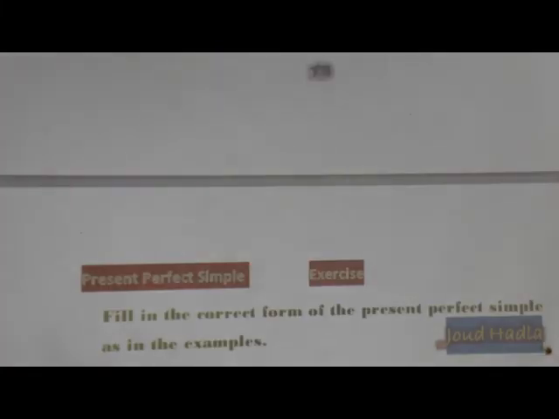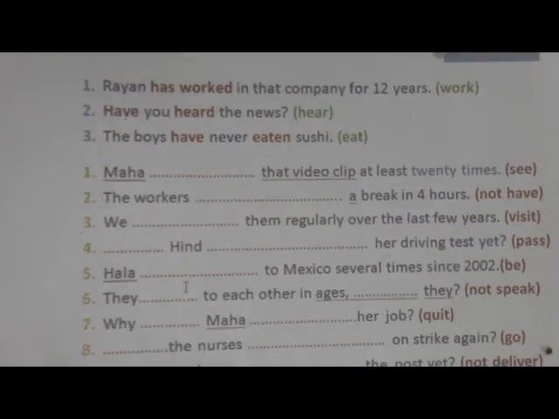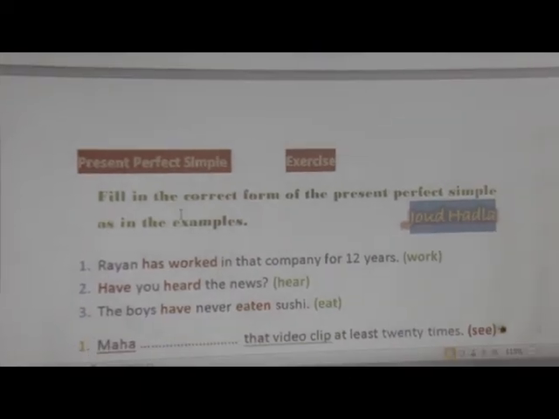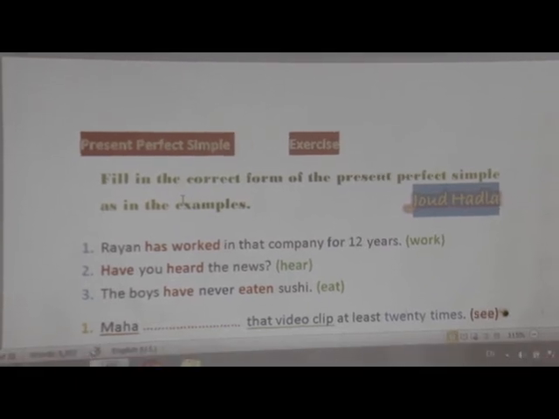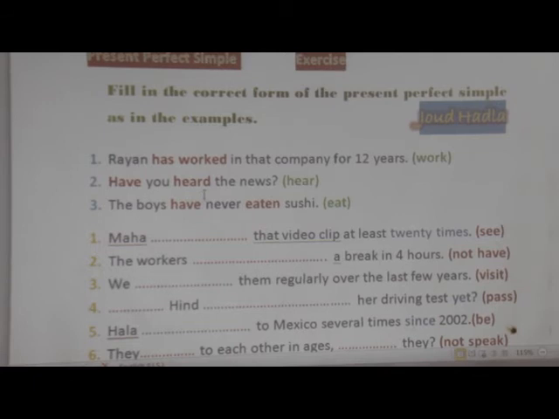Now, we have an exercise for you for next time, and it is a homework. You only need to fill in the spaces with the correct form of the present perfect tense. And here I'll do some examples for you. So, Brian has worked. We have a verb between brackets, and we need to use it in the correct form in the present perfect tense. So, Brian has worked in the company for 12 years. So, again, for a period of time.